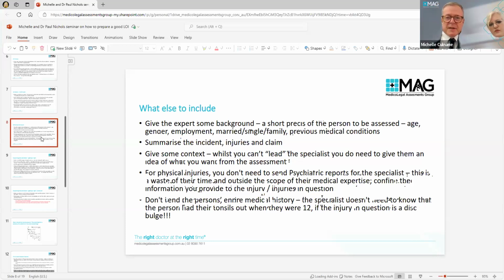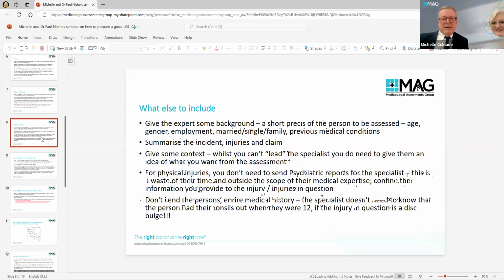For physical injuries, you don't need to send psychiatric reports to the specialist. You've got to be sure about that, though. That means understanding the claimant, because sometimes psychiatric injuries can cause physical injuries, but mostly they don't. So just have a good look at it yourself. Now, do they really need to have these 14 psychiatrist reports? Because as we know, psychiatrist reports are 3 times as long as anybody else's reports. And the reading time goes up.